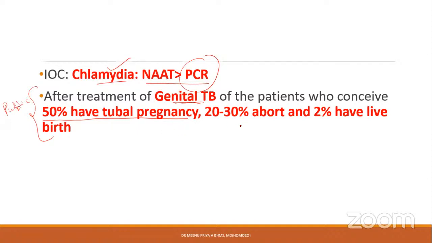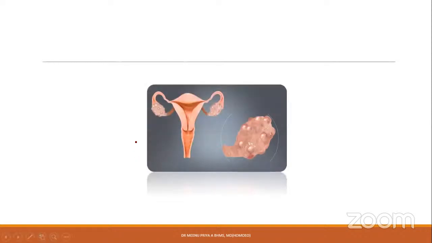50% have tubal pregnancy and 20 to 30% abort among those who conceive, and only 2% have live birth. That means you can imagine a patient with genital TB is a very unlucky patient. Only 2% will have live birth. Others are either tubal pregnancy or abortion. So this completes pelvic infection. It was a very lengthy topic.